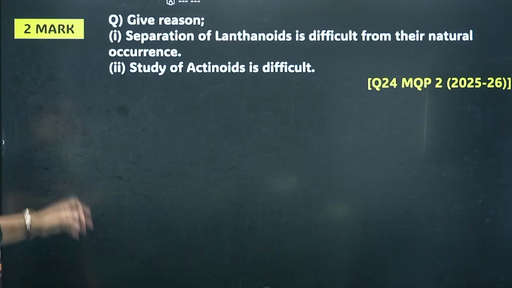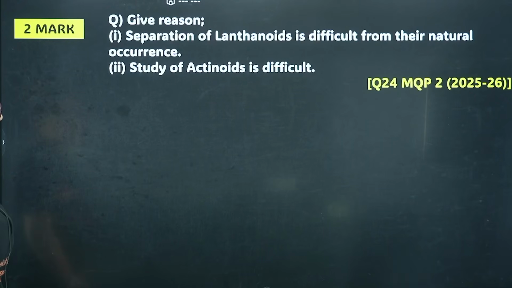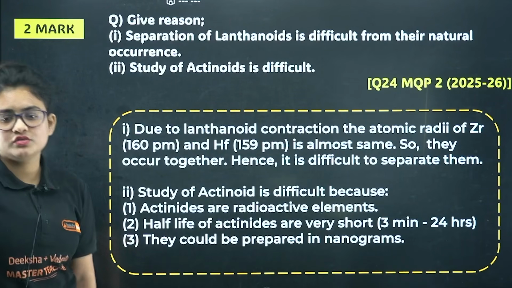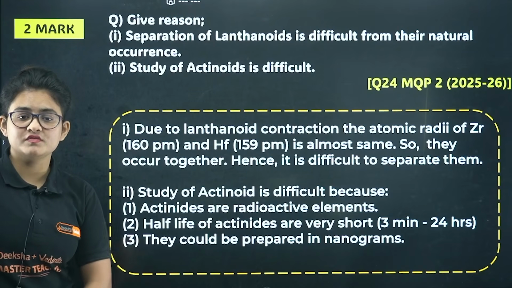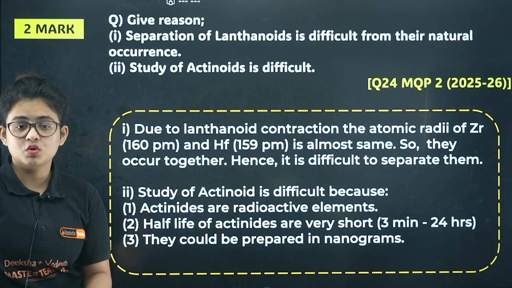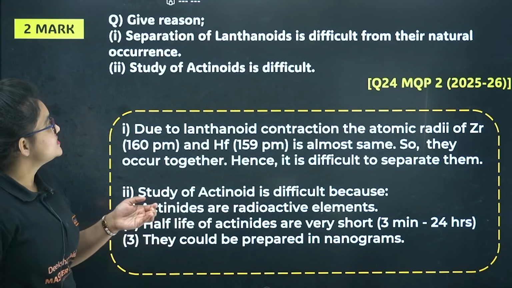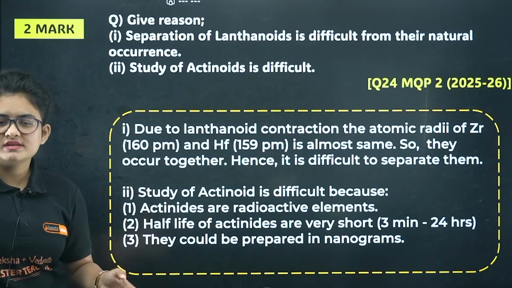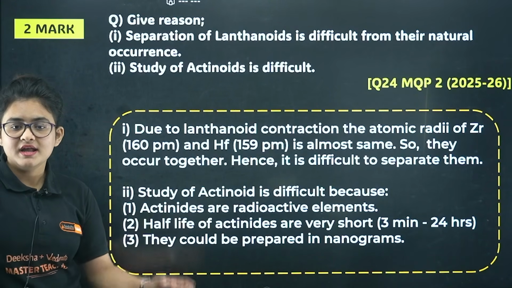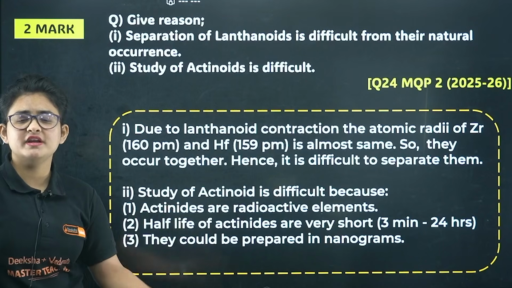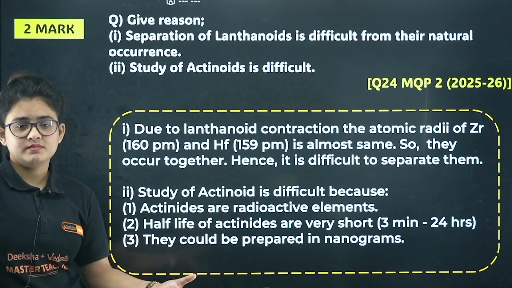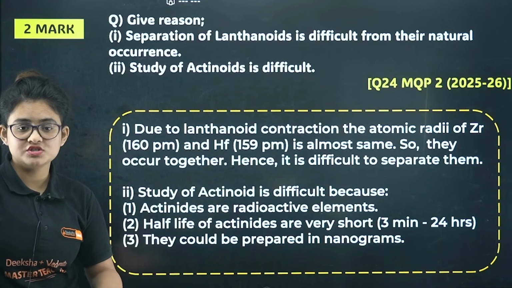Let's proceed. Give reason: separation of lanthanides is difficult from their natural occurrence. Here I already told you, due to the lanthanoid contraction, the atomic radii of zirconium and hafnium become almost similar, so they occur together. Next, study of actinoids is difficult. Why? Because first of all they are radioactive elements. Next, their half-lives are very short. So you need more time to do the research on it, right?